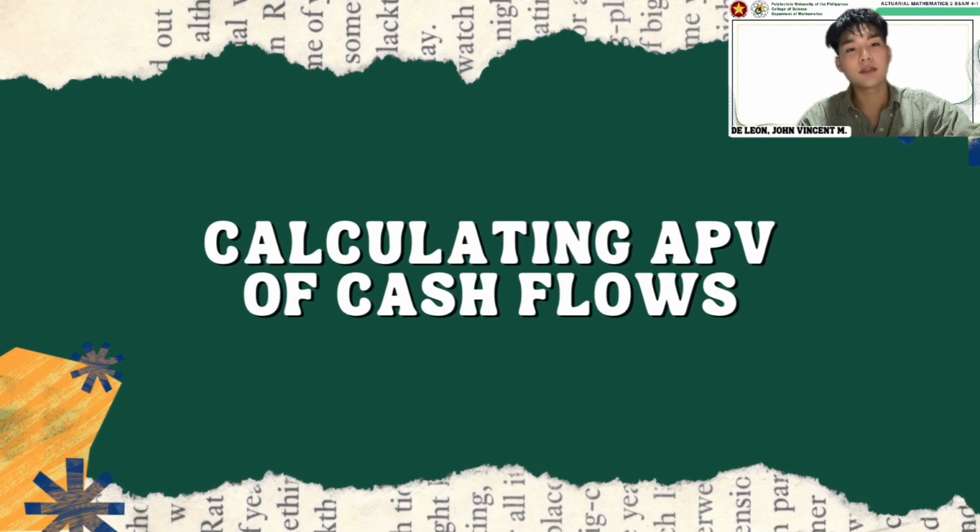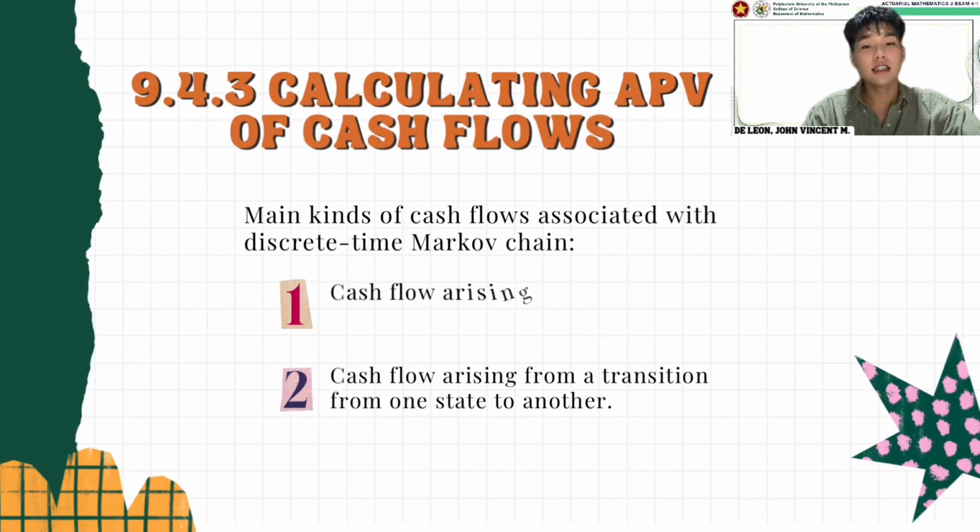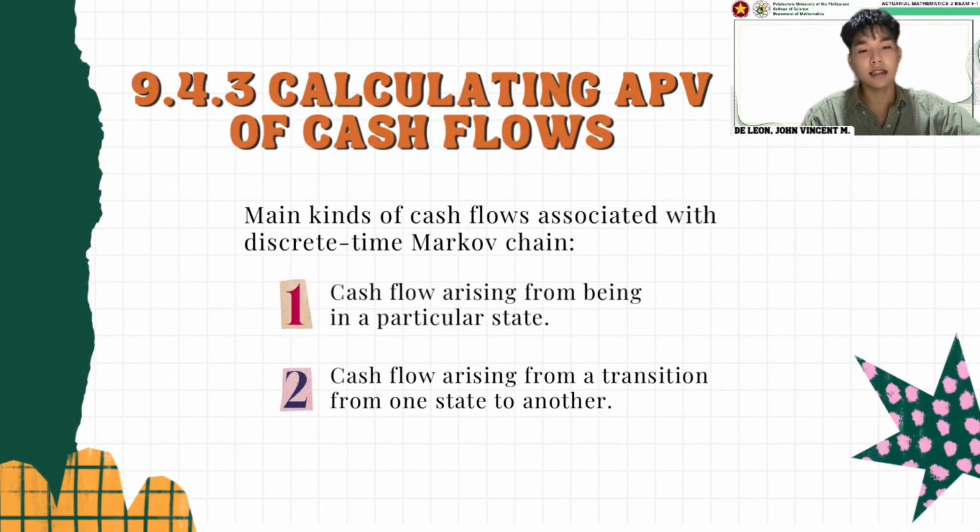Calculating the APV of cash flows. For this, we have two main kinds of cash flows associated with a discrete time Markov chain. First, we have the cash flow arising from being in a particular state, and second, we have the cash flow arising from a transition from one state to another.